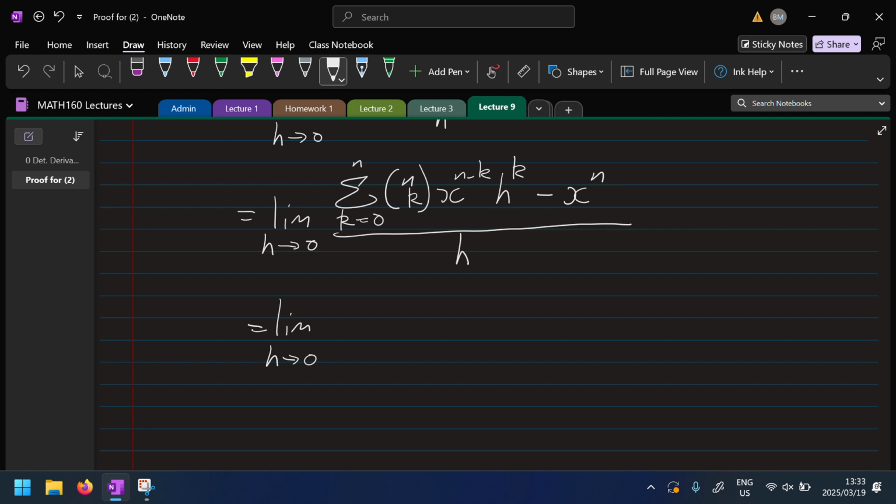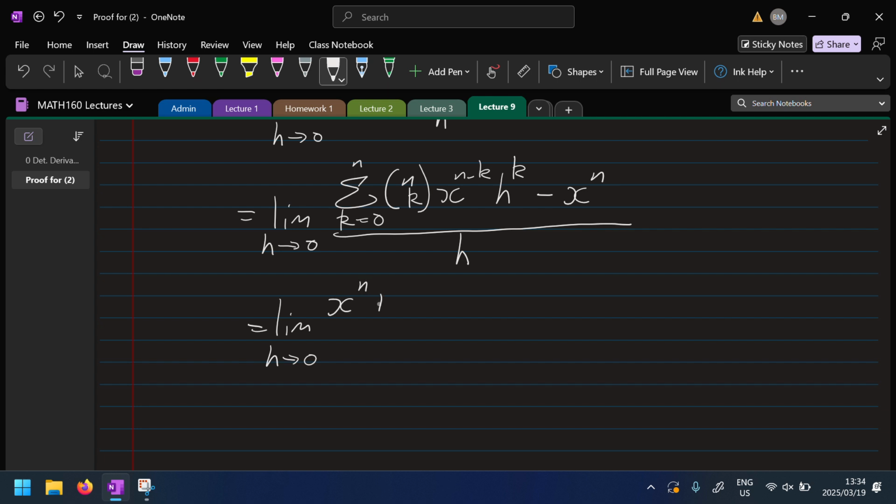So when k equals 0, we have n choose k, that's going to be 1. K is 0, so we end up with x to the n. And again, k is 0, so h to the 0, that's just 1. So the first term will be x to the n.